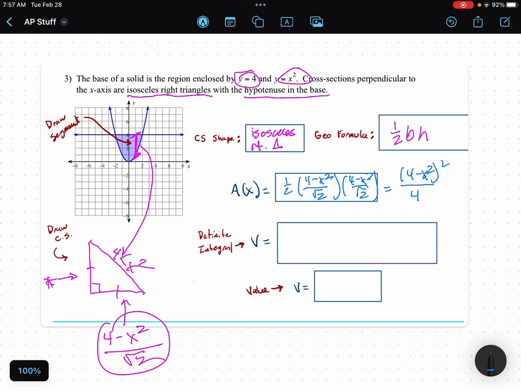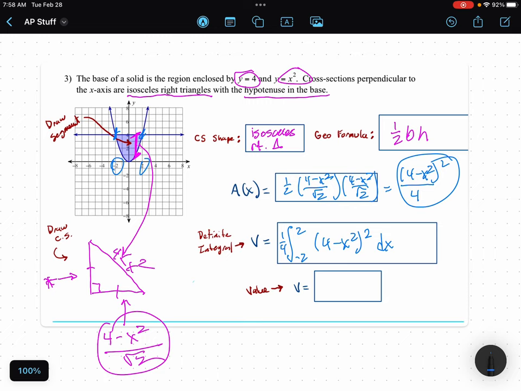That's my area formula. That means my definite integral goes from this intersection, -2, to this intersection, 2. So from -2 to 2 of this area formula. You can just write it like that because we're just going to type it into the computer to get the answer anyway for these. There are different ways to write it. I would probably write 1/4 out here and then (4 minus x squared) squared dx.